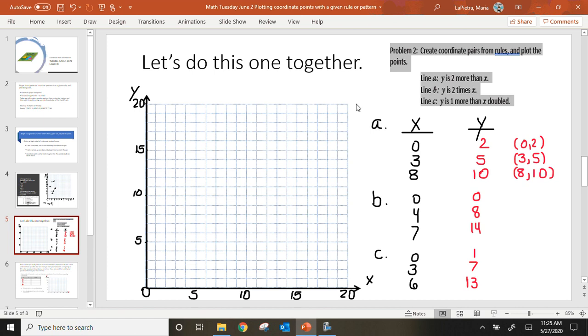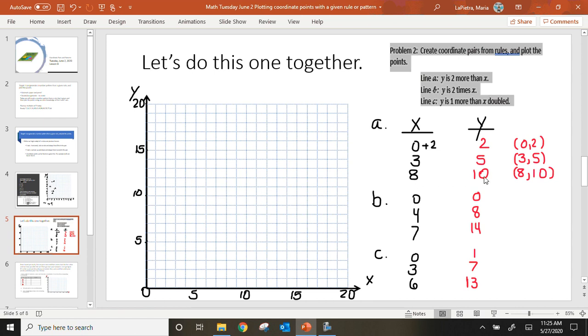Okay, so let's do this one together. We're going to make a line A, a line B, and a line C. So here we go. For line A, we have 0, 3, and 8. They said y is 2 more than x. 0 plus 2 is 2. When they say more than, we're adding 2. So 0 plus 2 is 2. 3 plus 2 is 5. 8 plus 2 is 10.